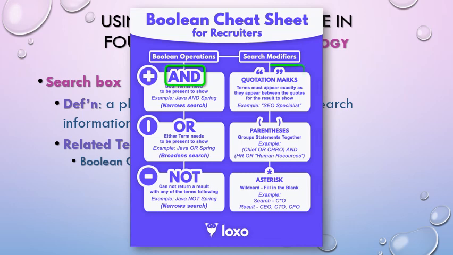AND is going to make your search a lot more narrow. Quotation marks will make it super narrow. OR will make it bigger. Parentheses will make it narrow, NOT will make it narrow. Asterisk is going to make it really broad because it's a wild card, so it will mean that anything can go in that space, okay? So Boolean operators will help you broaden or narrow your search before you even have to refine your results.